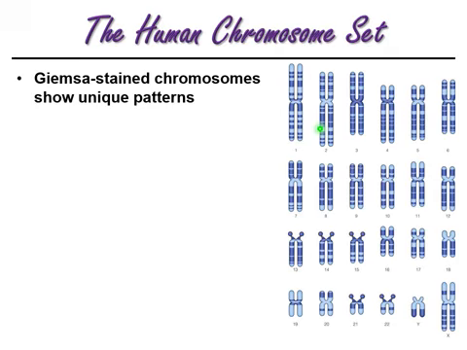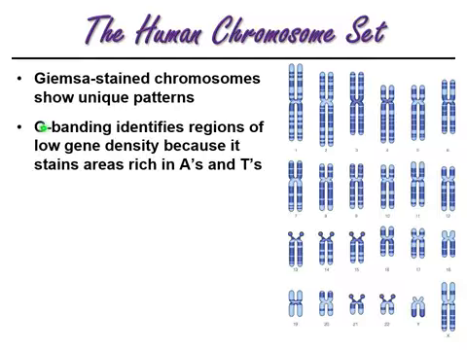And then, of course, they're also identified by the location of their centromere, right? For example, I could make an argument that chromosome 3 and chromosome 4 are pretty close in size, but the centromere is very different. Here we have a metacentric chromosome. Here we have a submetacentric chromosome. So, Giemsa staining yields G-banding. G-banding identifies regions of low gene density because, as I said a moment ago, it stains very well areas rich in A's and T's, because A's and T's only have 2 hydrogen bonds between them.